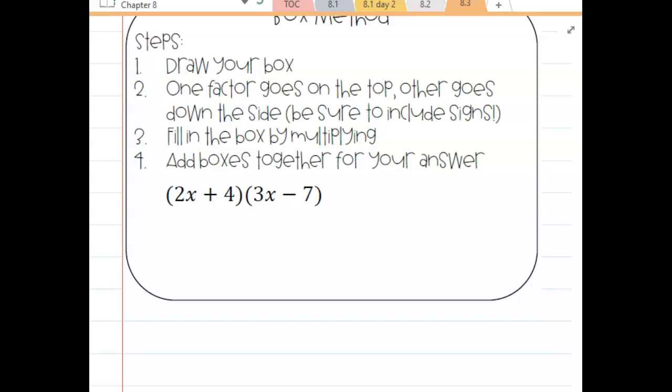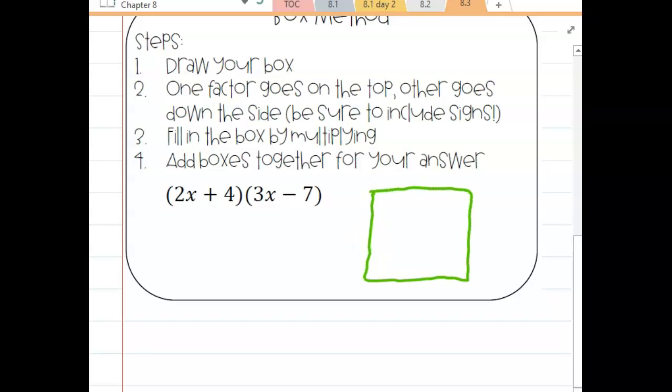So for the box method, first thing you're going to do is draw your box. When you draw your box, you're going to look at what you're multiplying, and you're going to count how many terms are in the first set of parentheses and how many terms are in the second set of parentheses. So I have 2 terms here, and I have 2 terms here. So your box is going to be a 2 by 2 box.